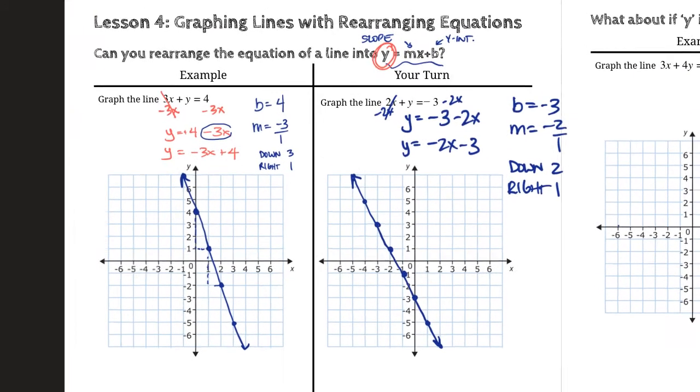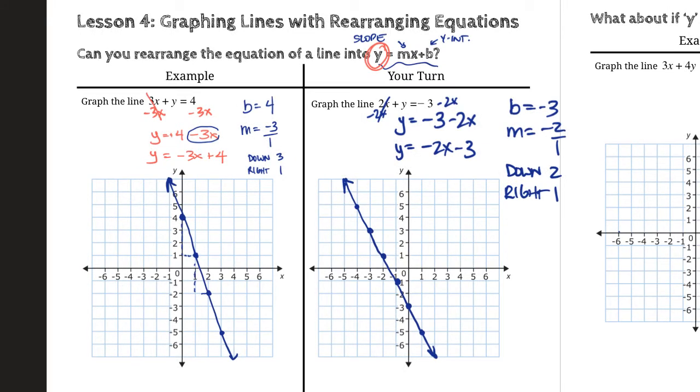So there we go. That's what the answer should look like. When you rearrange the equation into y equals mx plus b, or slope y-intercept form, it should look like this, negative 2x minus 3. So we're starting at negative 3, and we're going down 2 over 1, down 2 over 1. Okay? All right.